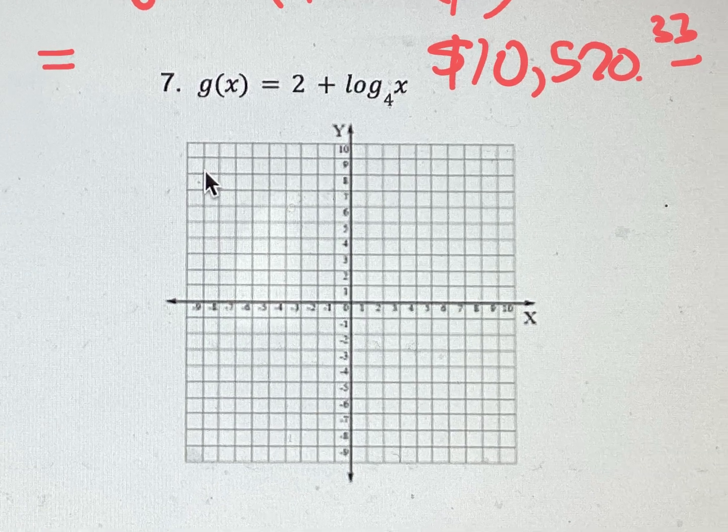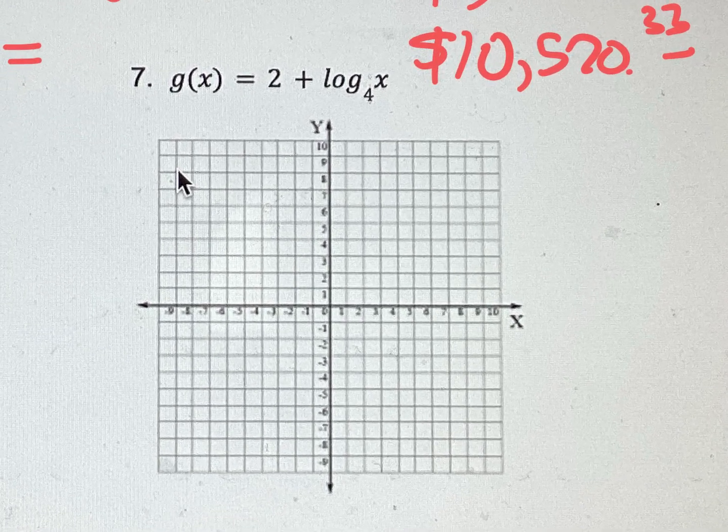Number 7, same thing. This one, same graph, says it's been shifted up too. So the asymptote's still the same. It's still coming down right through here. My first point's usually 1 to the right, but this time I'm going 1 to the right and up 2 because of that plus 2.